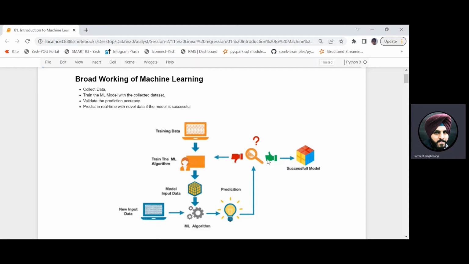This is a broad level overview, and you could zoom in on this layer, and there are various steps involved behind the scenes. But at this point in time, you just need to understand a few things. First, you would be collecting the data, then you would be training the machine learning model with the collected data sets, then you would validate the prediction accuracy, and then you would predict in real time with the new data if the model is successful.